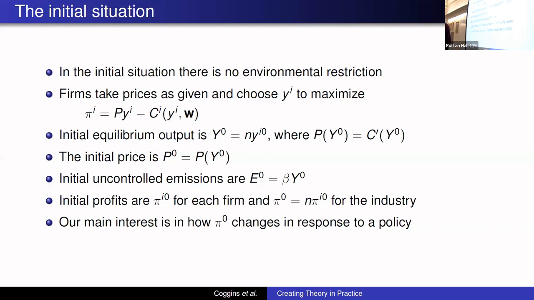And there's a price. And emissions by chance just come out at beta times Y0. There's profits in the beginning, pi 0. And then there's the question, how do they change? So we've got our framework all set up and we can start asking the questions about how profits change when the EPA imposes a new restriction on this industry.